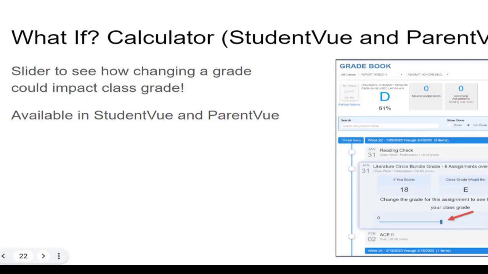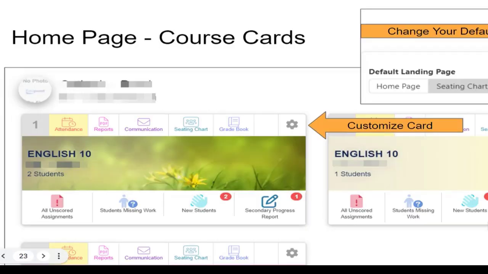There is a what if calculator now in student view and parent view where they can slide to change the grade and see how it would impact the student grade. Really cool feature now. You have a home page, so you would have your sections 1, 2, 3, and then there's a toggle at the top, which you can't see in this view, but you can toggle between your classes right above where these are at, and that's how you switch between them. But this feature has attendance and reports, communications, gradebook, all of the things on one tab. It comes to you originally in just one block color, but you can change the images and customize it.